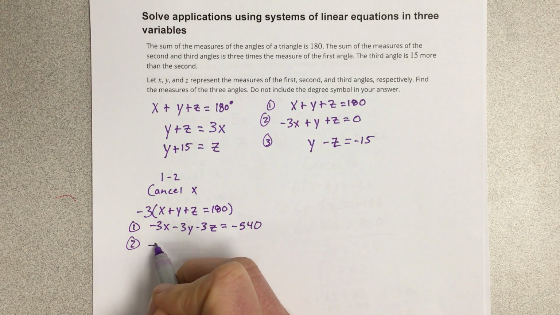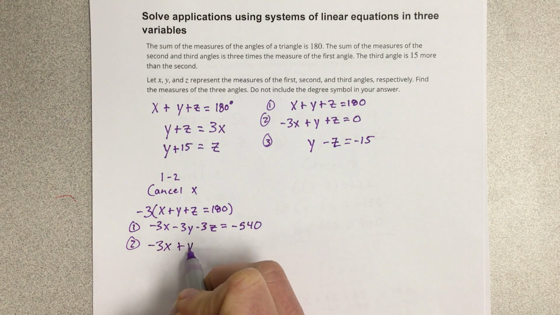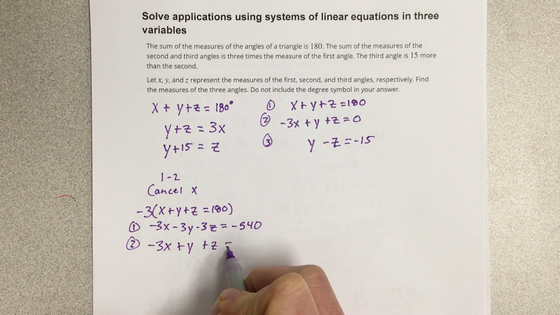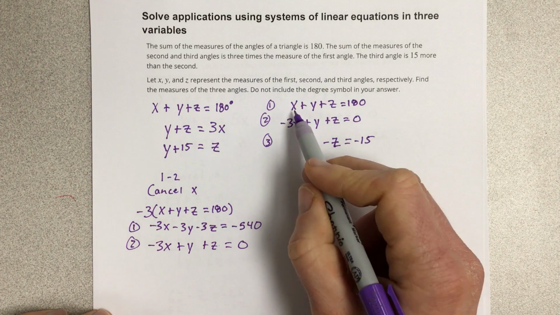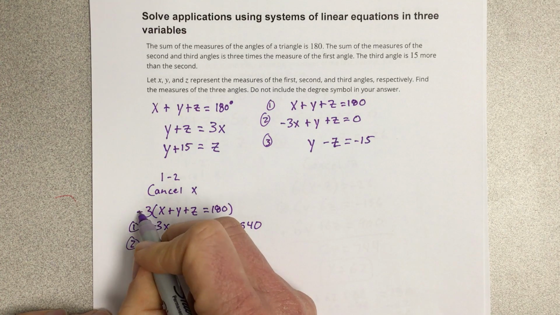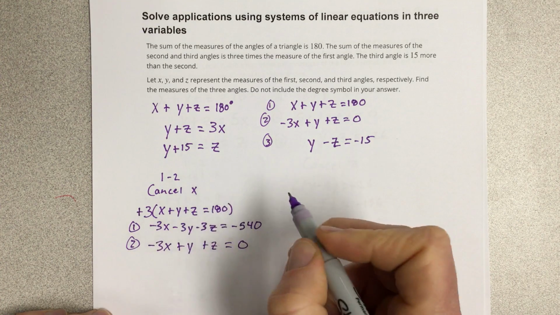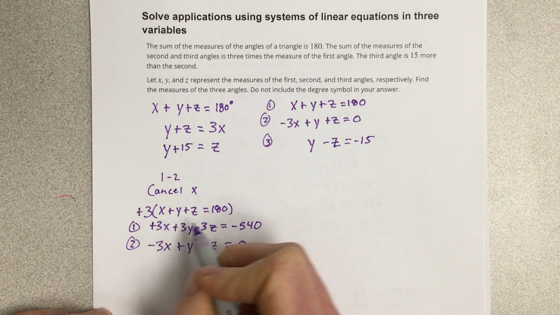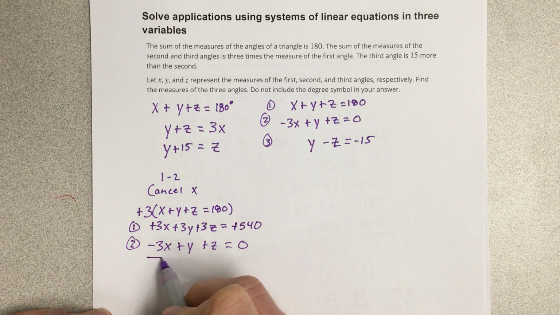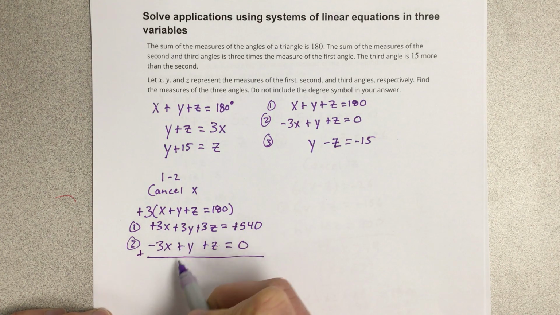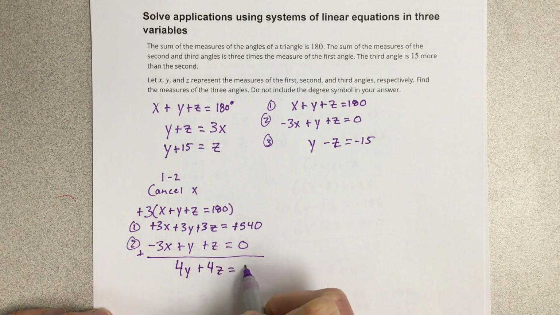Oh man, I shouldn't have done that. So negative 3x plus y plus z equals 0. So I actually did not want to multiply by negative 3. They're already opposite signed. I should have multiplied by just positive 3. So I'm going to change these signs to be positive. And then we're going to add these equations together. And that would be 4y plus 4z equals 540.